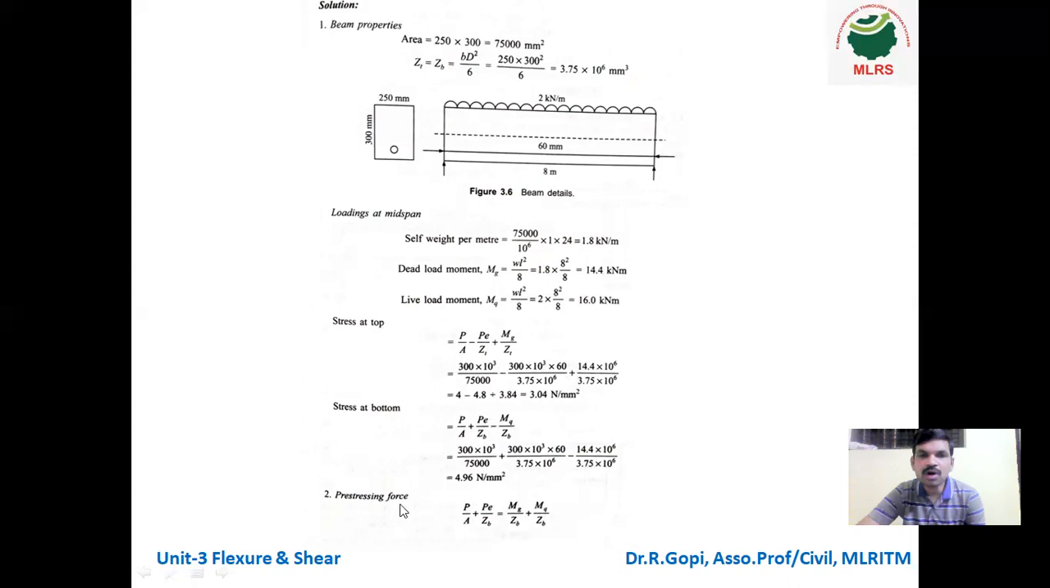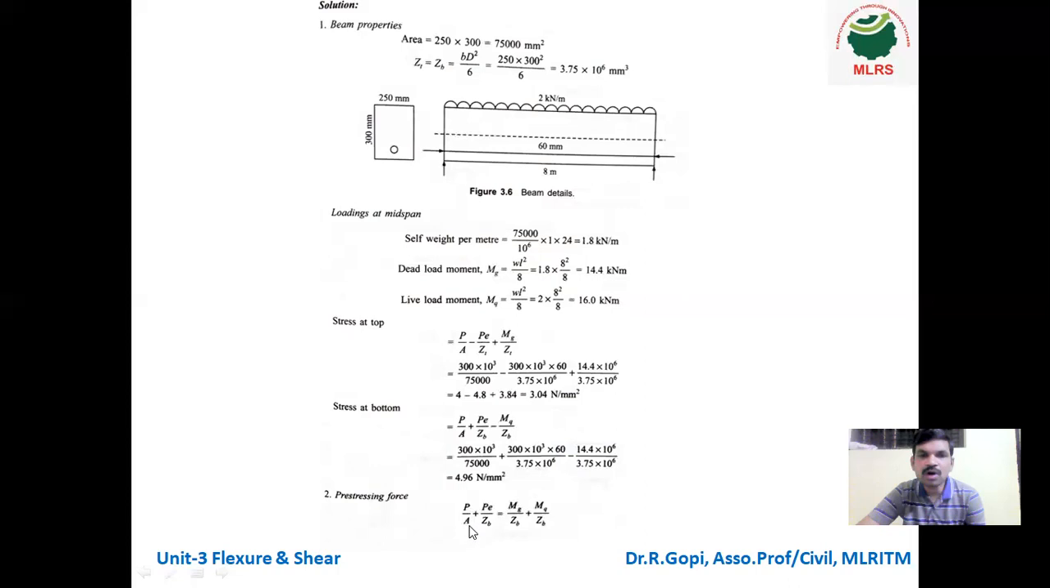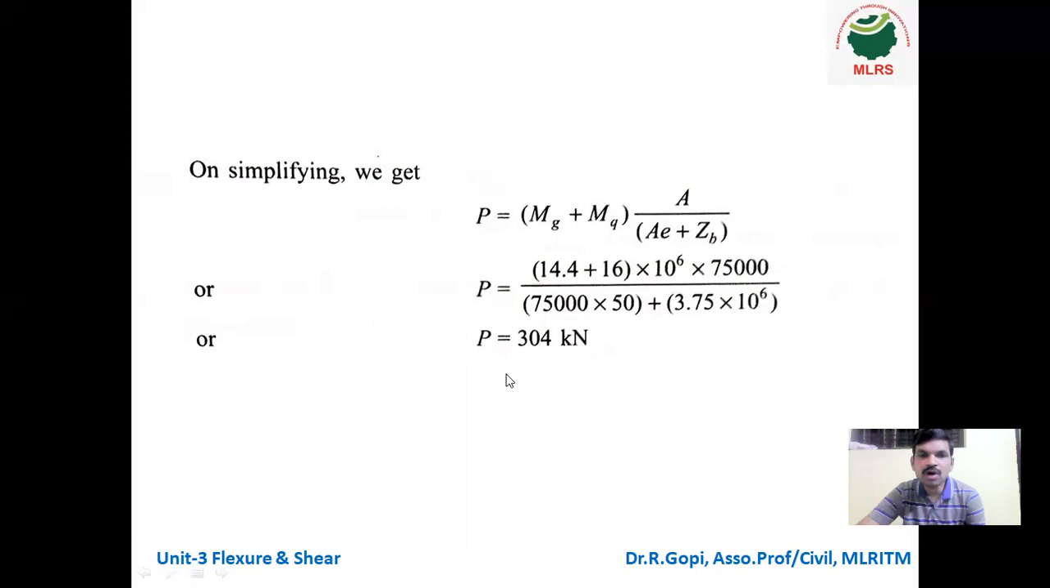Okay. So next, prestressing force. How to calculate the prestressing force using this formula? P by A plus PE divided by ZB minus mg divided by ZB minus mq divided by ZB equal to 0. So using this formula, you calculate the prestressing force.